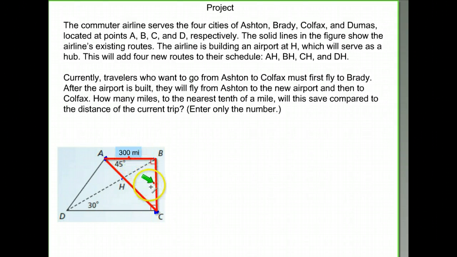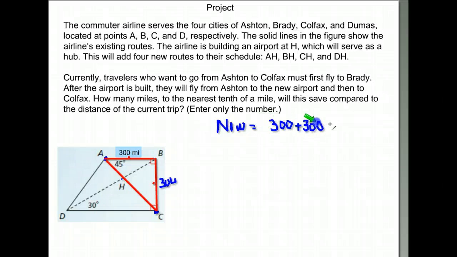So in a 45, 45, 90, what do we know about the 2 legs? If this one's 300, what's this one going to be for a 45, 45, 90 triangle? It's 300. Yep, the legs are congruent. So let's find the distance right now. Right now, if you fly, you have to go from A to B and then B to C. So your total distance right now is 300 plus another 300, or 600 miles. That's my now.